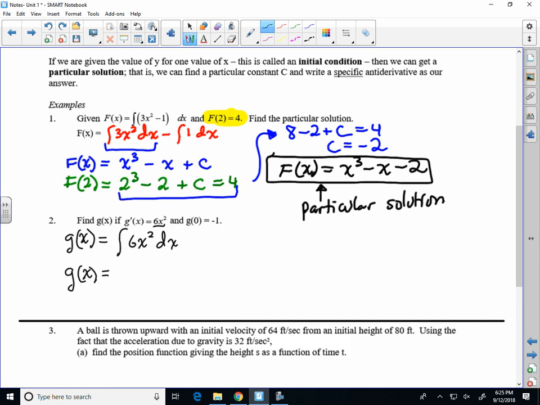What is the antiderivative of 6x squared? What is it? Oh, 2x cubed? 2x cubed, yeah. Plus c, yeah. So then, g of 0 has to be equal to -1. So we're going to say 2 times 0 cubed plus c is equal to -1.